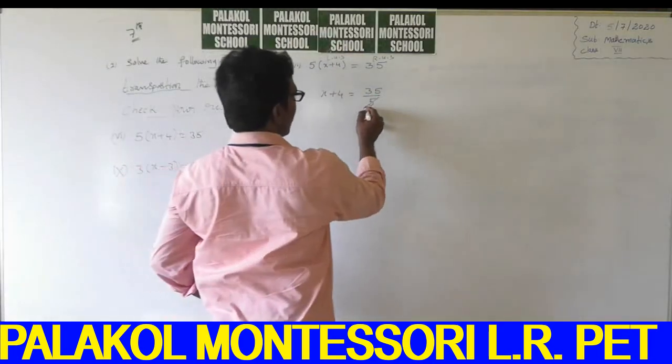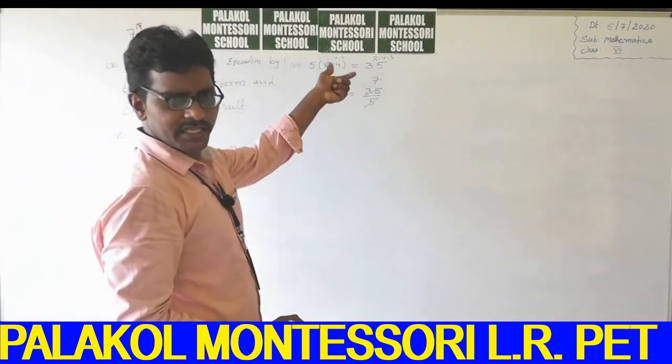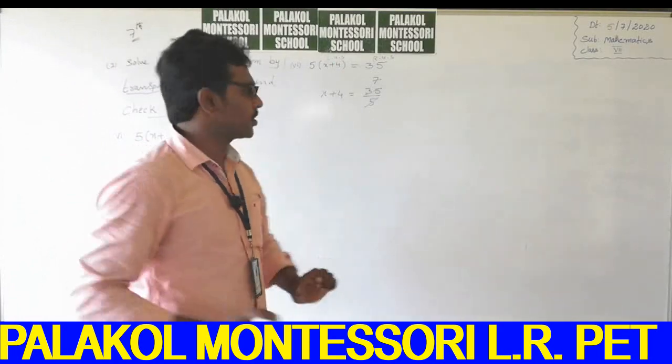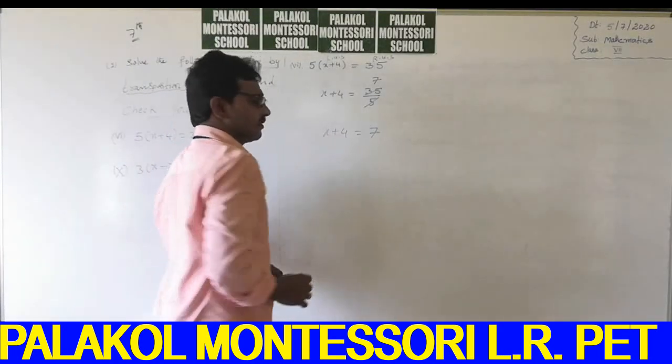So, how many times is 5 cancelled in 35? 7 times. It's a simplification, you check it. So, 5 is cancelled in 35, how many times? 7 times. So, 7 is right. So, x plus 4 is equal to 7, guys.